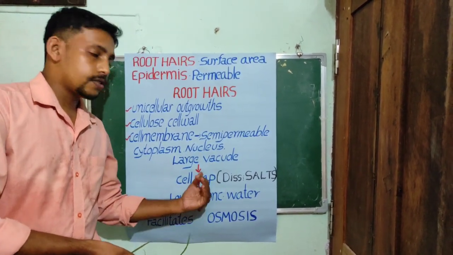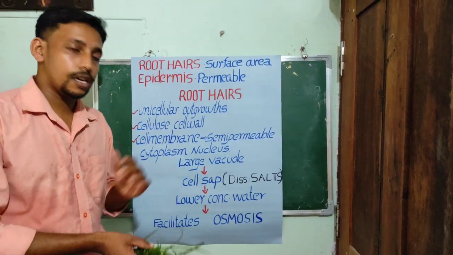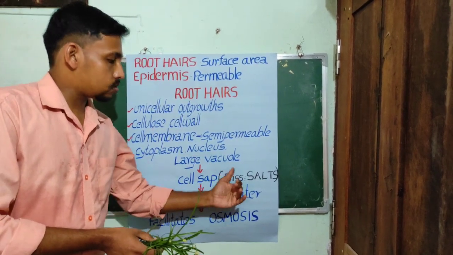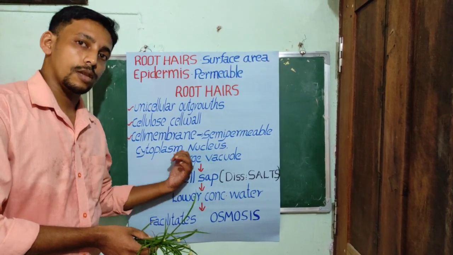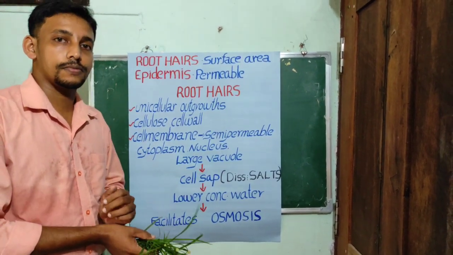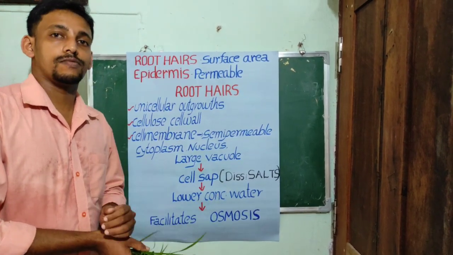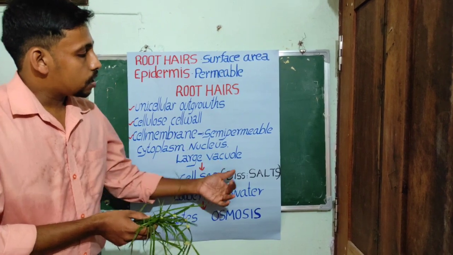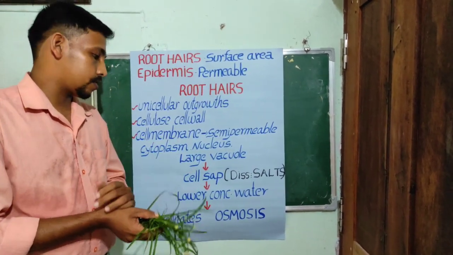The cell sap contains dissolved salts. So there is a high concentration of these dissolved salts in the cell sap, that means in the root hairs. Okay, so there is what? A lower concentration of water. Water concentration is very low, but the salt concentration is very high in the root hairs.